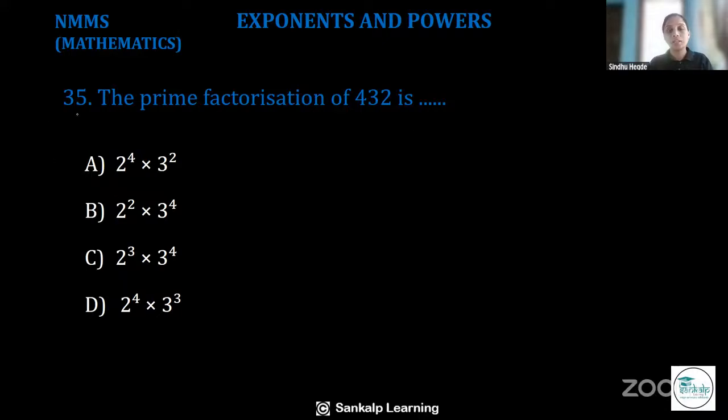Let us see question number 35 of the chapter Exponents and Powers. The prime factorization of 432 is dash. Option A, 2 raised to 4 into 3 square. Option B, 2 square into 3 raised to 4. Option C, 2 cube into 3 raised to 4. Option D, 2 raised to 4 into 3 cube.